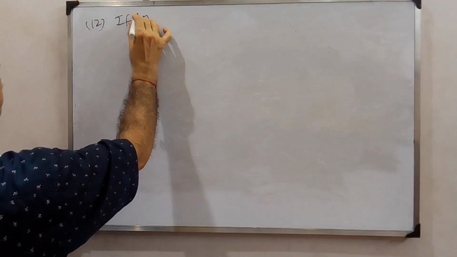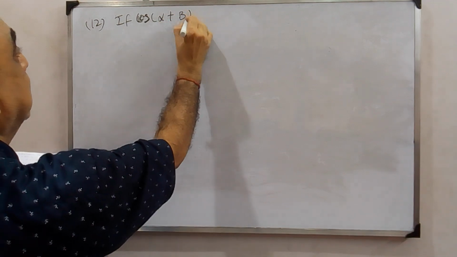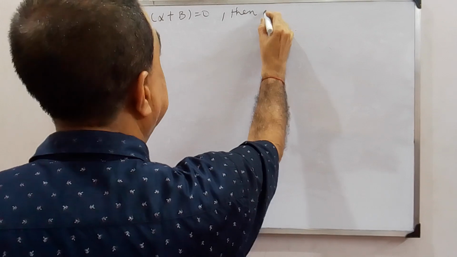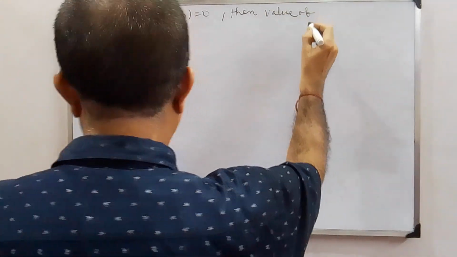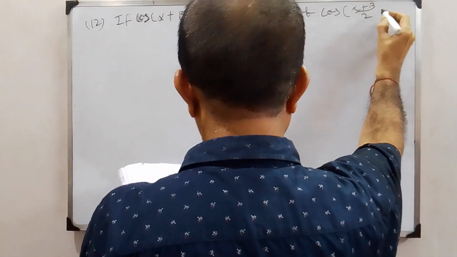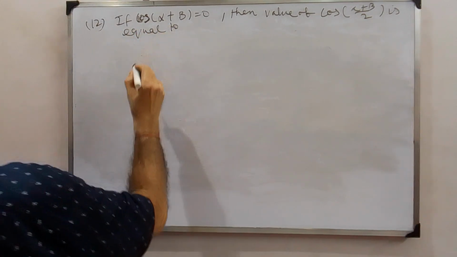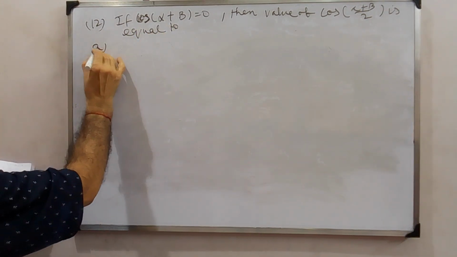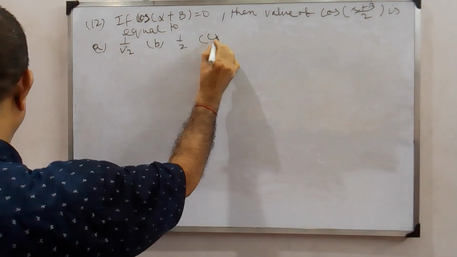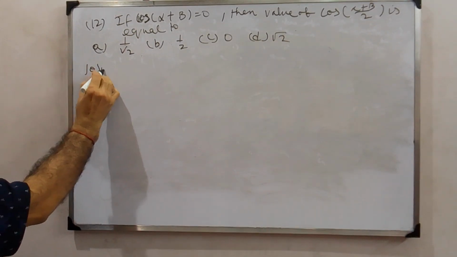If cos of (alpha plus beta) is given to us as 0, then the value of cos of (alpha plus beta) divided by 2 is equal to? The four choices are given. A is 1 by root 2, B is half, C is 0, and D is root 2. So see how we will do it.